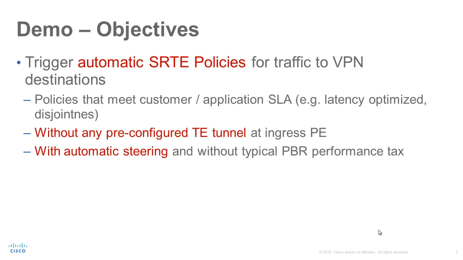In this brief demonstration, we will demo two of the most recent SRTE enhancements implemented by Cisco. Number one, we will demonstrate how ODN can automatically trigger SRTE policies for traffic testing to VPN destinations. These policies can meet customer or application SLAs, such as latency optimization, disjointness, and etc.